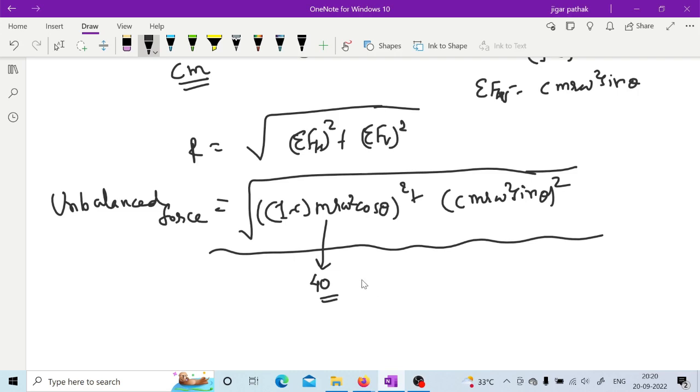So r is provided as 0.175, c as 0.6. Then omega you have to calculate from rpm, that is 15.7. Theta is given as 45. So what are you getting for this unbalanced force? R is 0.175. This omega in both the cases is 15.7. Theta is 45.